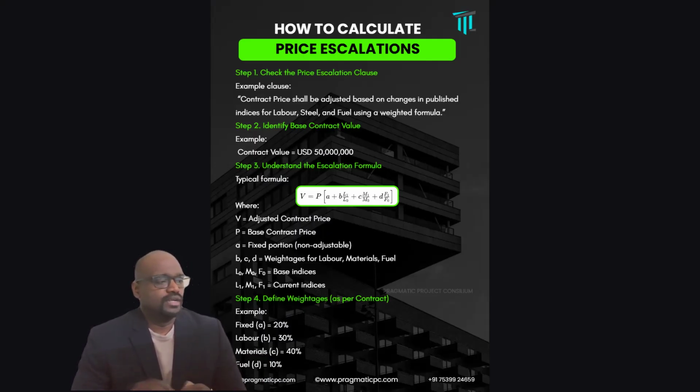Step 4, defining the weightages as per the contract. These are the accepted weightages. You can't change these weightages while calculating or executing the project. They are accepted between the parties while signing the contract. The fixed portion of the project, A, is 20% and can never be adjusted. The labor part B has a weightage of 30% of the entire project value. Material C is 40% of the project value. Fuel contributes 10% of the contract value.